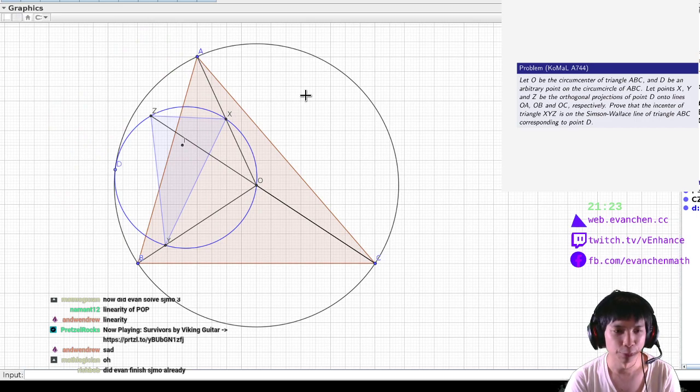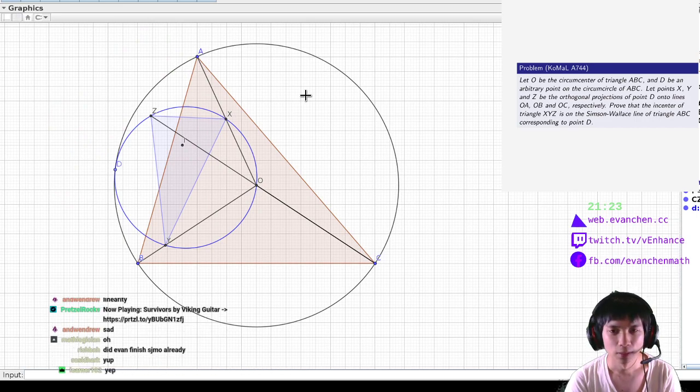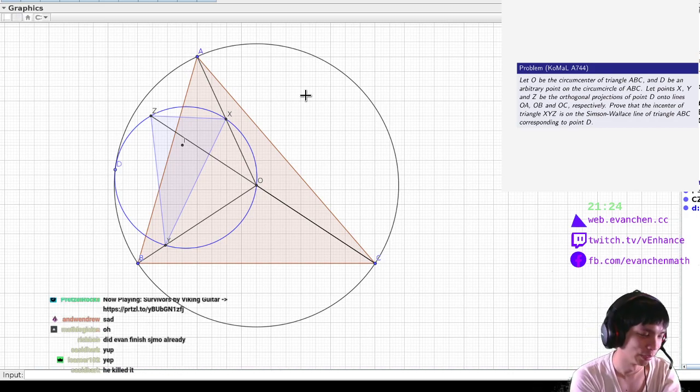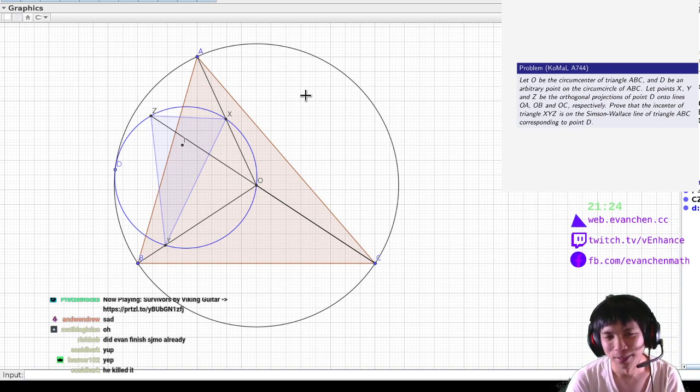Did Evan finish SJMO already? Yes. It went back quite quickly, actually. I don't know. I very rarely use linearity of Harvard points, so I was surprised that I was able to do anything. Anyways, back to this.